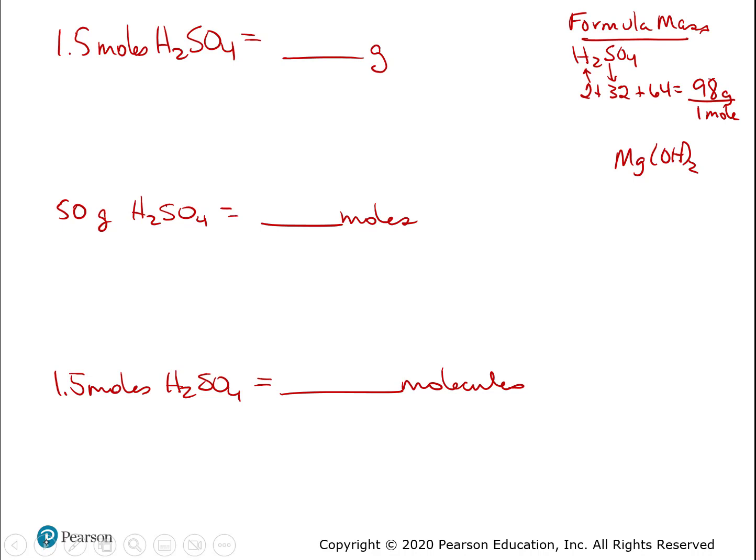If you see moles and molecules, or molecules and moles, then you're going to use the Avogadro number. So it's sort of like the mole counts as two things: it's the mass, but it also counts for the number of particles.